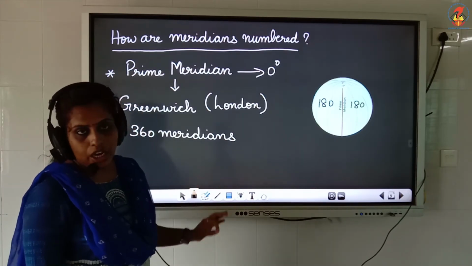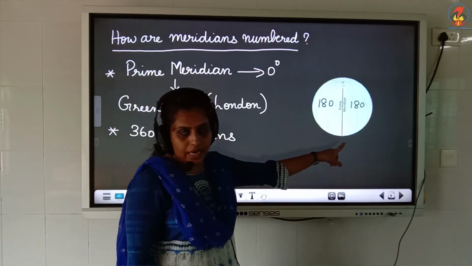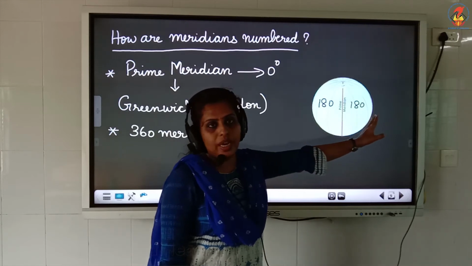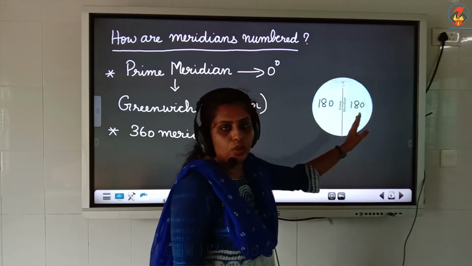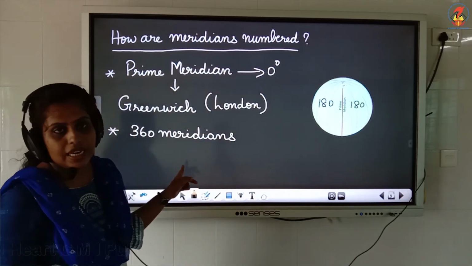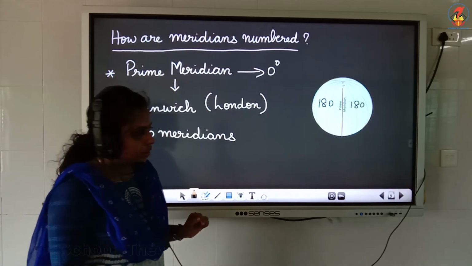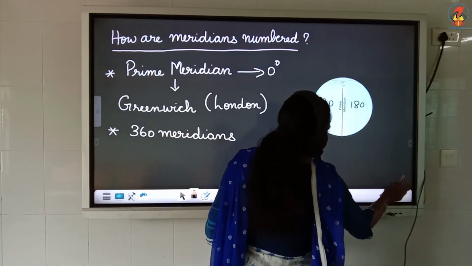So the numbering of meridians starts from the prime meridian. Towards the east we have 180 and towards the west we have 180. So in total we have 360 meridians. Is it clear to you? Now let's move on to the next point.